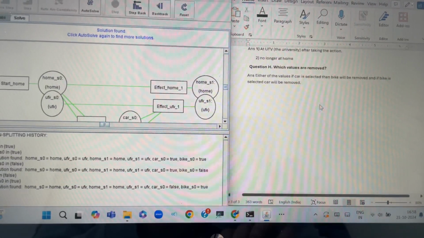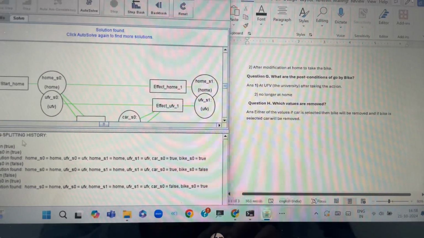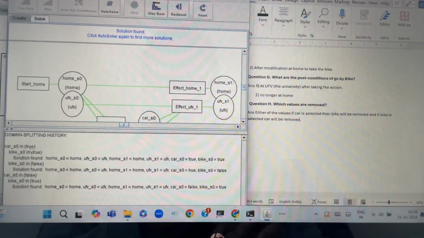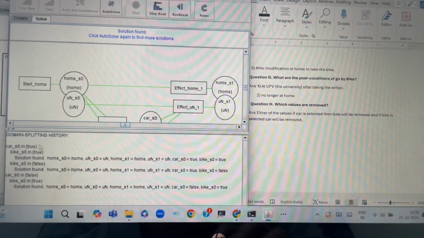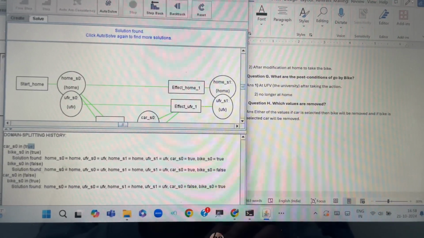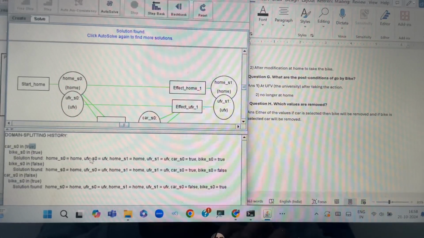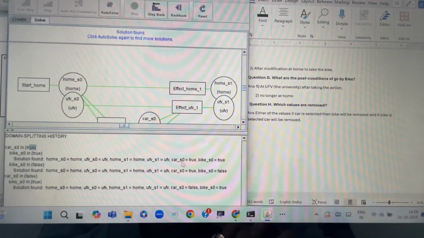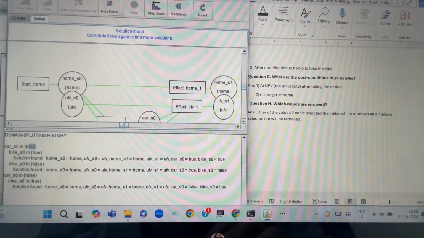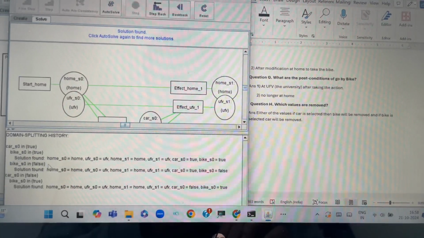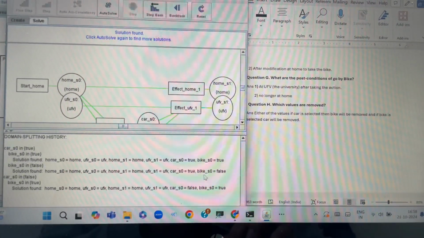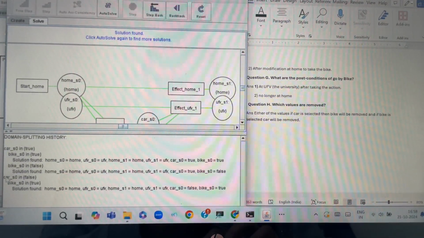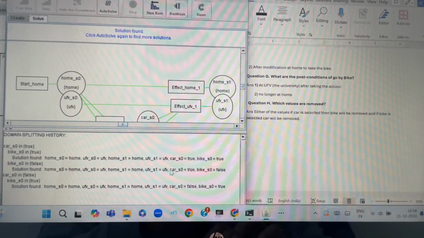Okay, which values are removed? So we can see either of the values is going. If car is true, the solution found is home to UFV, and we are taking car, and bike is false. So here it would be false. We are taking car, that is true.